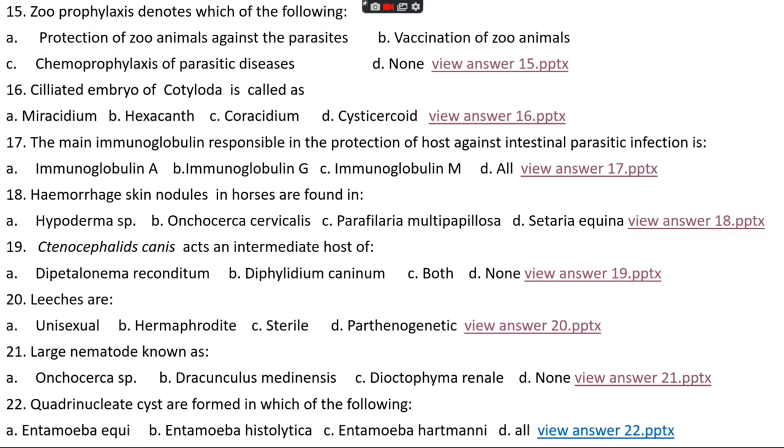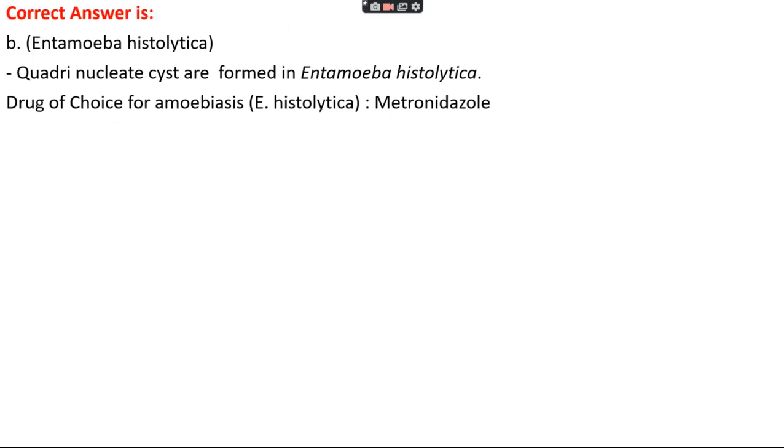Okay, question number 22. Quadrinucleate cysts are formed in which of the following? Option A, Entamoeba equi, option B, Entamoeba histolytica, option C, Entamoeba hartmanni, option D, all. The right answer is option B, that is Entamoeba histolytica. Quadrinucleate cysts are formed in case of Entamoeba histolytica, and the drug of choice for amoebiasis like Entamoeba histolytica is metronidazole.